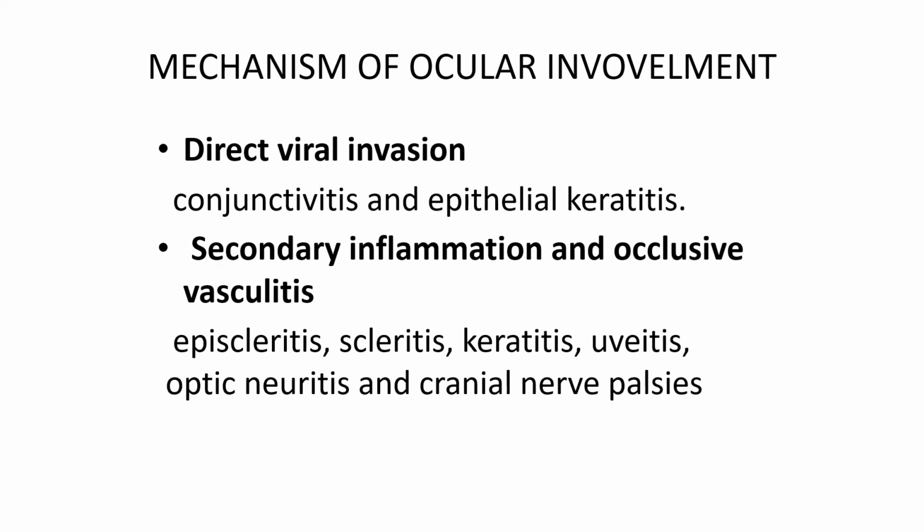There are two mechanisms of ocular involvement. First is direct ocular viral invasion, and this may cause conjunctivitis and epithelial keratitis, while secondary inflammation and occlusive vasculitis may cause episcleritis, scleritis, keratitis, uveitis, optic neuritis, and cranial nerve palsy.